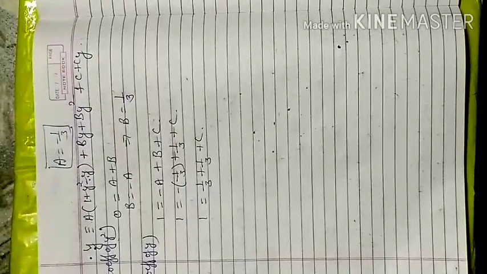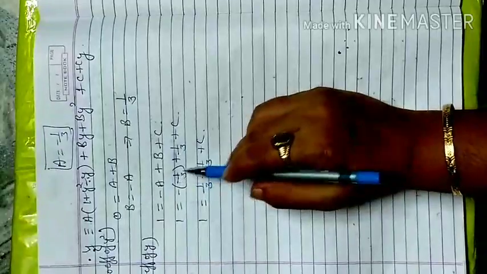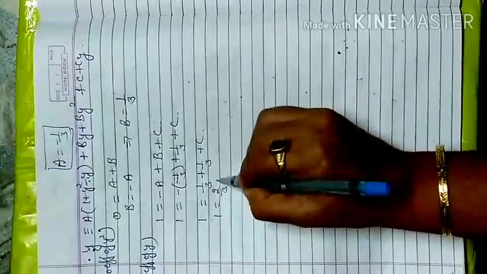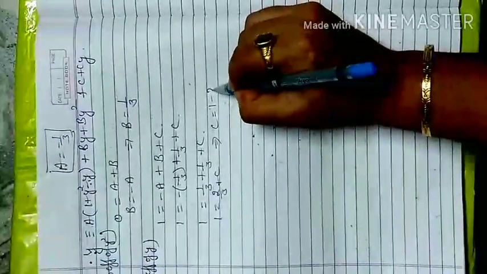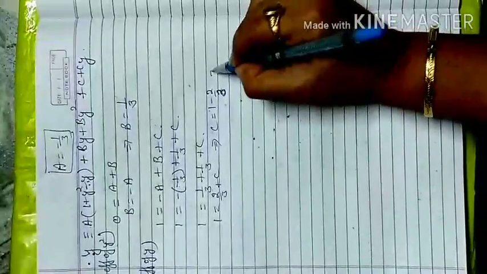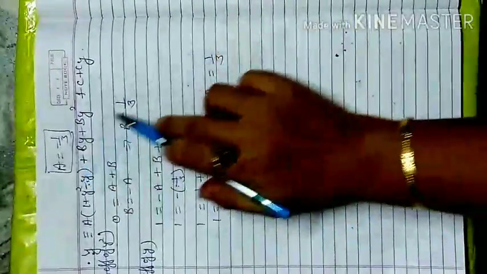Here the a value is minus 1 by 3, so minus a is 1 by 3, plus 1 by 3, so that gives me 2 by 3 plus c. Ultimately my c value is 1 minus 2 by 3, that is 1 by 3. When you take the LCM, 3 minus 2, that is 1 by 3. So I got the values of a, b and c.